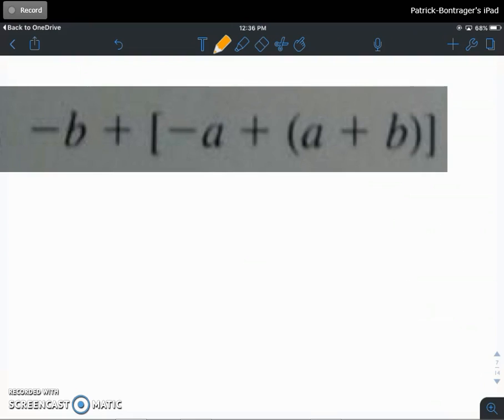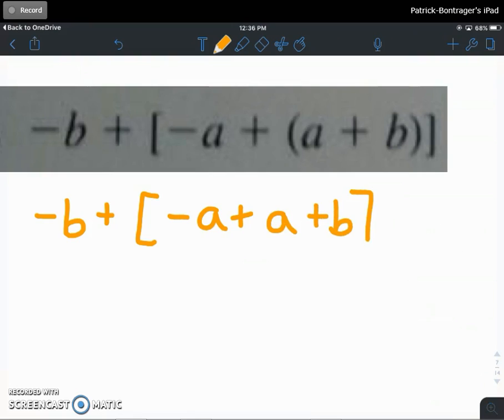Alright, again, we're going to work inside the parentheses, and first inside the brackets, then inside the parentheses. I cannot combine A and B, so that's just going to come outside my parentheses. It's going to be A plus B. Alright, I can combine negative A and A. Again, in math, we like to add ones, because 1 times A does not change the problem. So what is negative 1 apple plus 1 apple? That would be 0 apples.